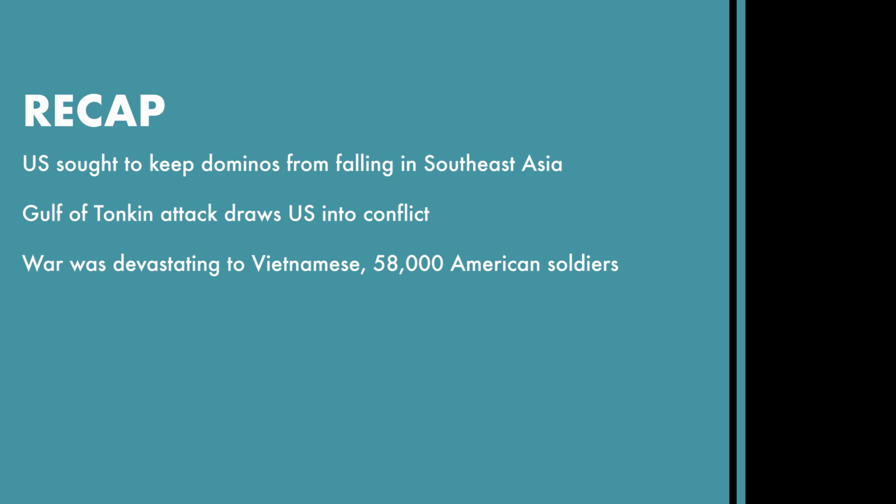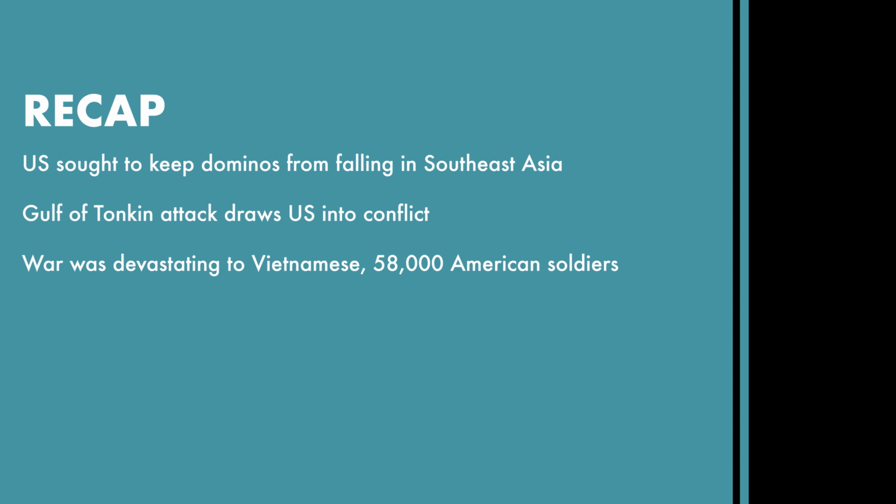Now here's the recap. The United States sought to keep dominoes from falling in Southeast Asia, and this is the entire reason why the United States was so active in military conflicts. The Gulf of Tonkin attacks drew the United States into the conflict. The war was devastating to the Vietnamese, and between 1 to 2 million Vietnamese people were estimated to have died, and 58,000 American soldiers were casualties of this war.